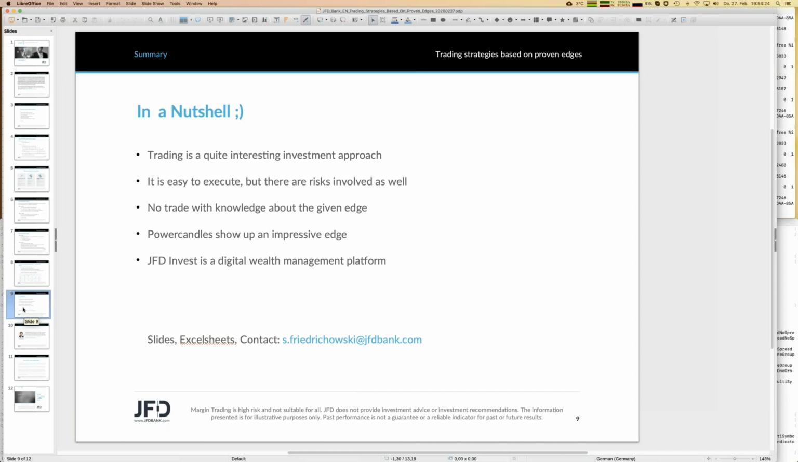So it's a quite cool thing to do. It's really easy to execute, as you have seen in the trading platform MT4. Directly out of the chart we can open the trades, we can play around with stop loss and take profits, we can move them within the chart even. So everything is really convenient and easy, but there is a risk involved.